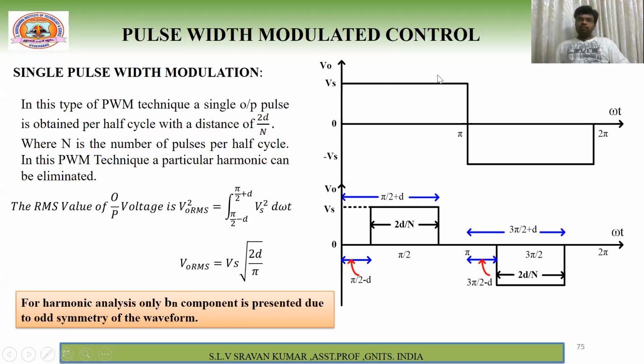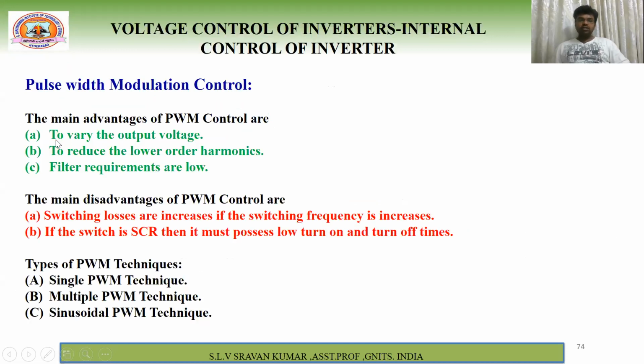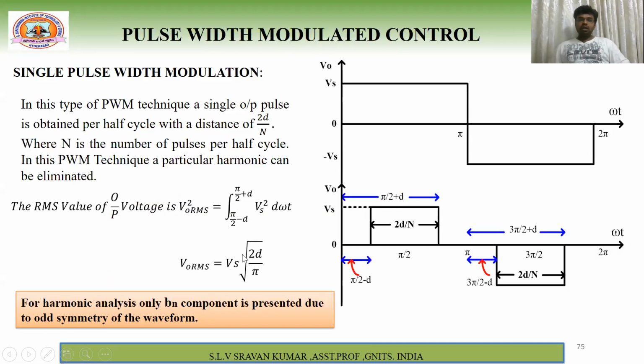Right. So for this square waveform, what is the voltage magnitude? What is the RMS? We already discussed for the full bridge inverter: the RMS output voltage V naught is equal to Vs, but the fundamental component is 4 Vs by root 2 into pi. Now here, the RMS output voltage is Vs into square root of 2d by pi. So definitely we are changing the output voltage, right? That is the first point I have discussed here, to vary the output voltage.